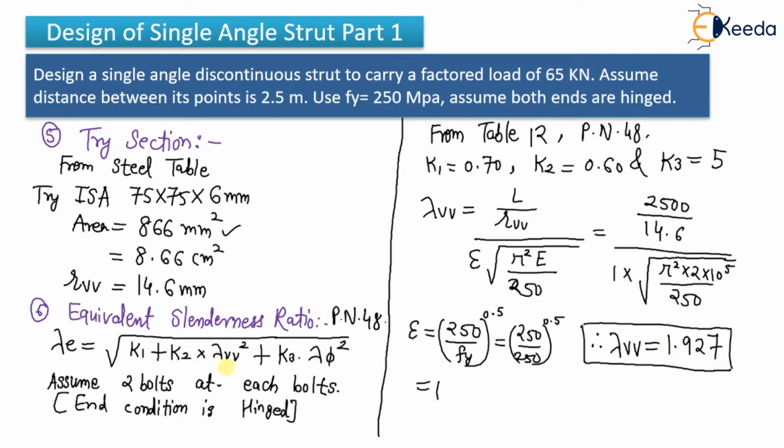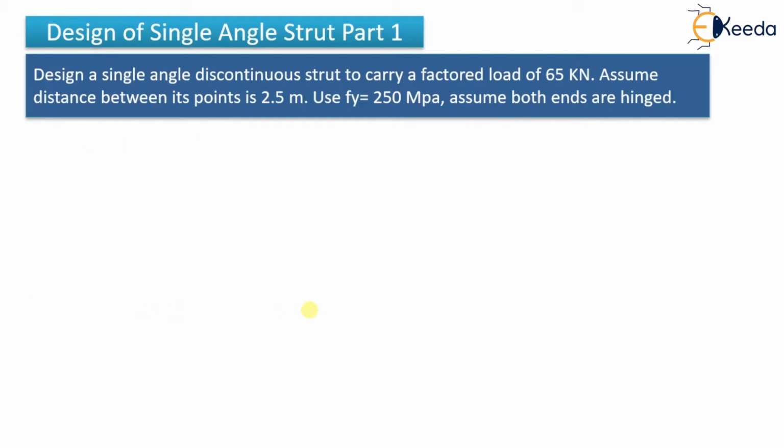Now we got the value of lambda VV also. Let's calculate the value of lambda phi. Only lambda phi value is remaining. Rest of the things. Then finally I can calculate lambda E. So I'll find out lambda phi. So what is the value of lambda phi then? I'll put here lambda phi is equal to (B1 plus B2 divided by 2t) whole divided by epsilon, and it is given under root pi square E divided by 250. So what is the value of B1 and B2 then? We have used which section?